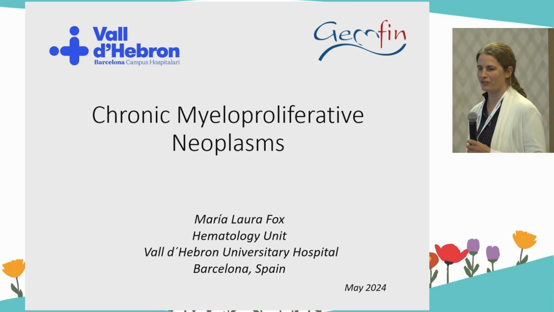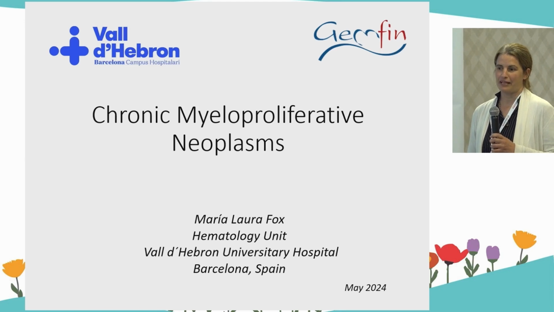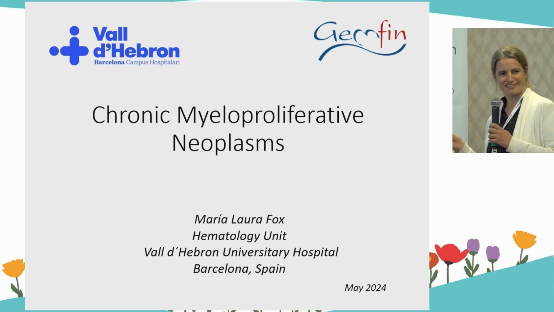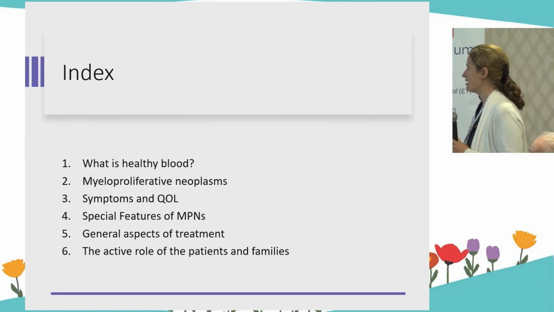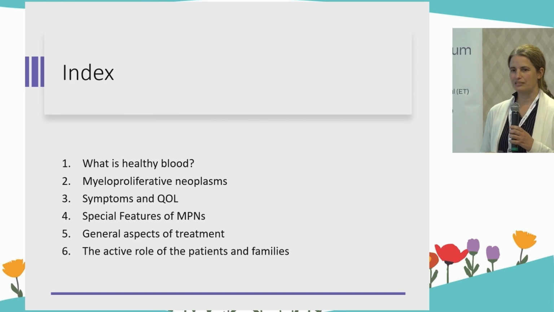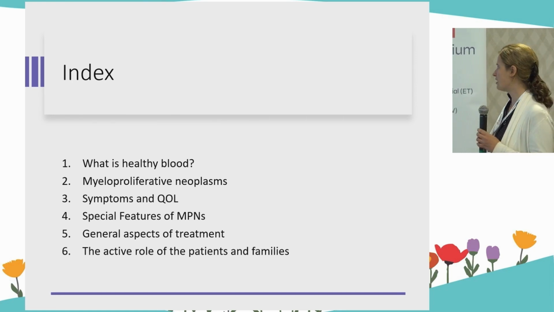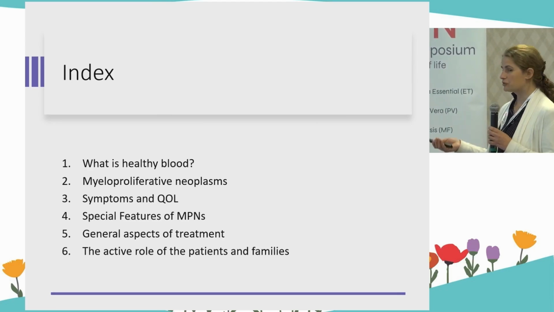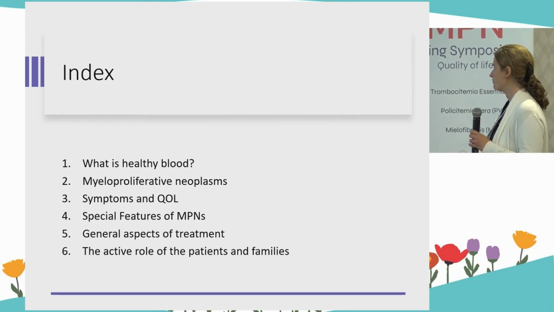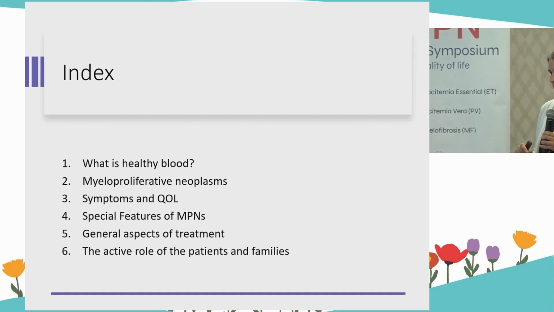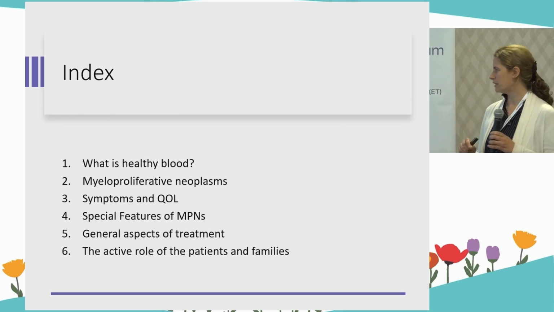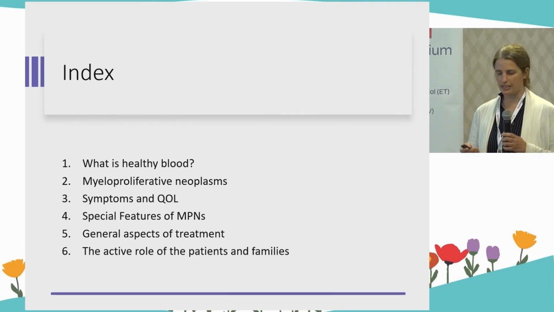I'm a hematologist. I work at the Valdebron Hospital. One of my main interests is MPNs, and I hope I can give you the message of what they are. This is an index of what we are going to talk about. First, what is the normal thing, what is healthy blood, and how blood is produced. Then what myeloproliferative neoplasms are. We are going to talk about symptoms, quality of life, special characteristics of the main MPNs, and general aspects of treatment. We are not going to go deep, but give the idea of what we do in each of them, and the role of patients and family in these diseases.